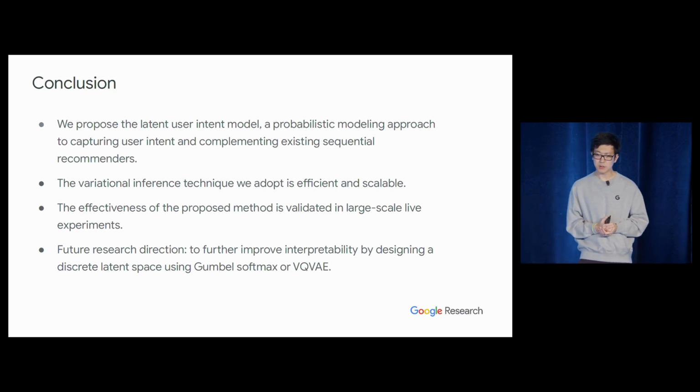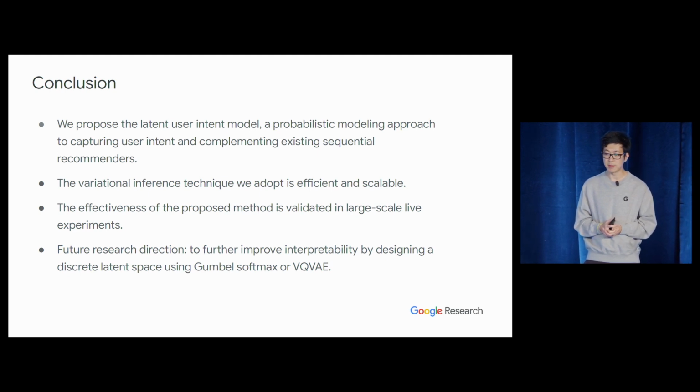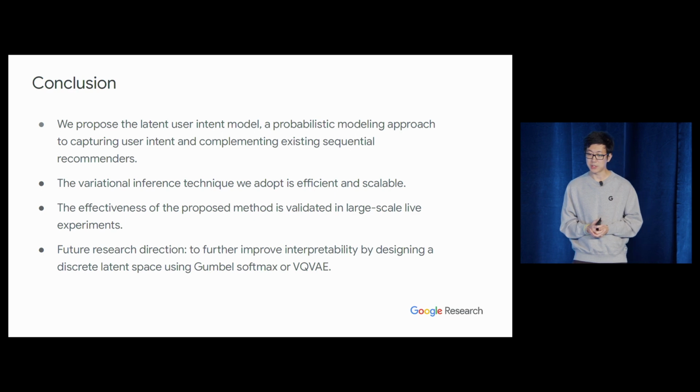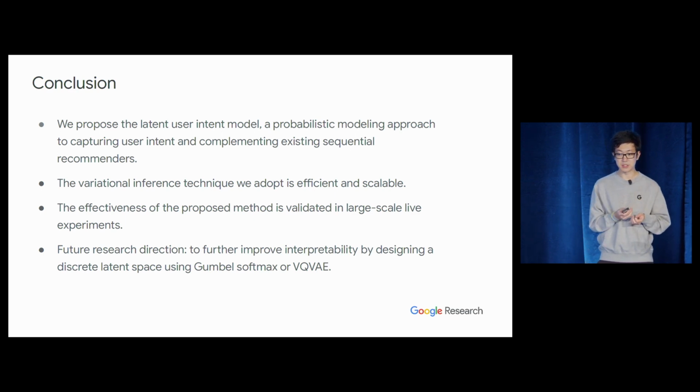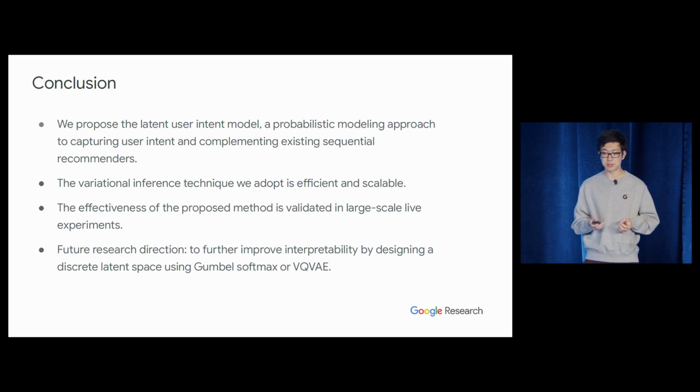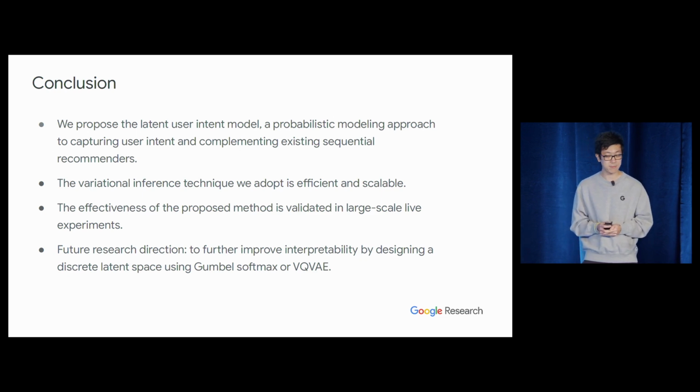OK, a quick summary. We proposed this latent user intent model, which is a probabilistic modeling approach to capturing user intent as a latent variable. The latent user intent variable is further used to complement the existing sequential recommender system. The approach we are using here, the conditional variational autoencoder, is efficient and scalable. And we also validated the effectiveness of the proposed method on a large-scale industrial recommender system platform.